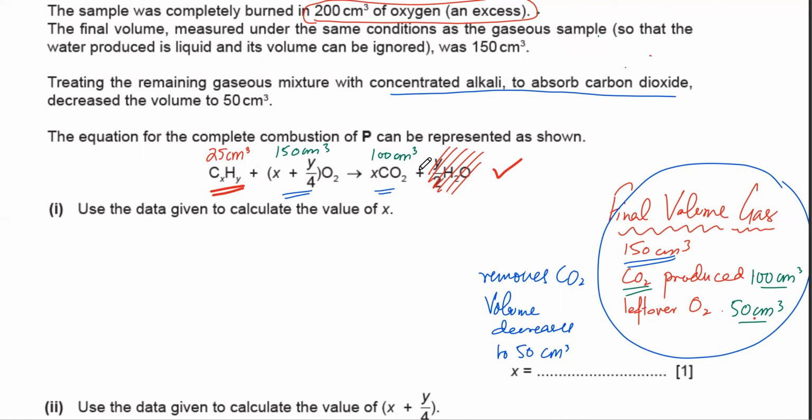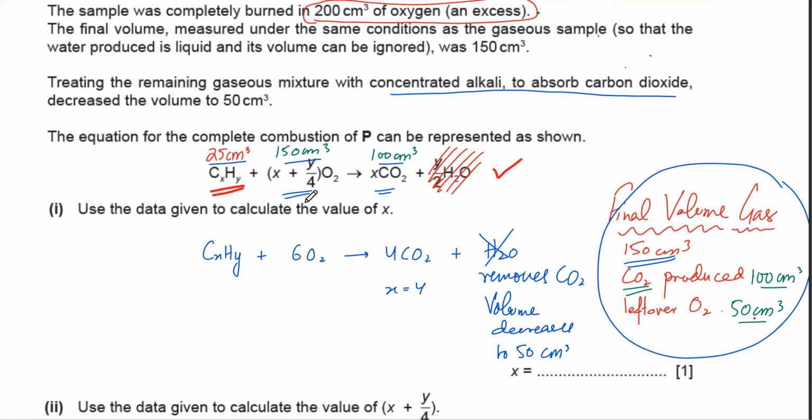So what's the mole ratio? Divide everything by 25. What do you get? There's 1 mole of CxHy that is going to react with 150 divided by 25, I think that's going to be 6. So it reacts with 6 O2s and produces 4 CO2s. And we have no information about the water. So we figured out the value of x. The value of x is 4.